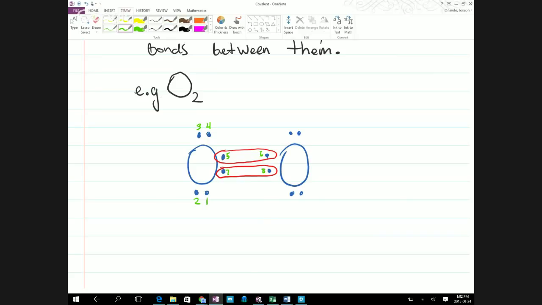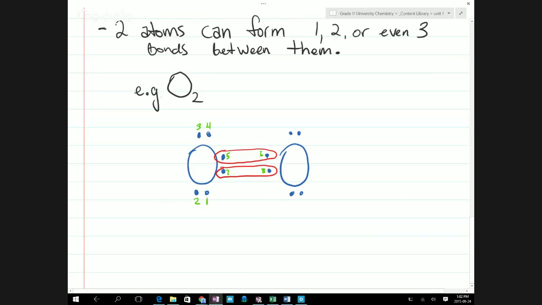And what about for the other? Well, 1, 2, 3, 4, 5, 6, 7, 8. It also has 8. Does that make sense? So it can share 2 pairs of electrons between them.